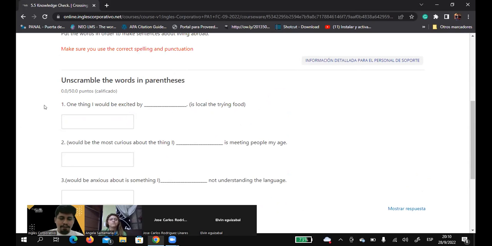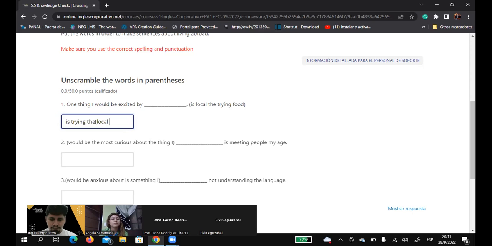So there you have it. It's supposed that you have already completed this exercise, but just in order to verify, we're going to check sentence number one. What is the correct answer, guys? In number one, one thing I will be excited by. Which is the correct answer? It's trying the local food. Yes, okay, you say it's trying.